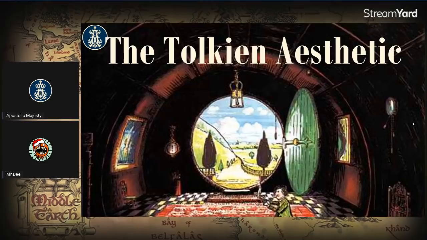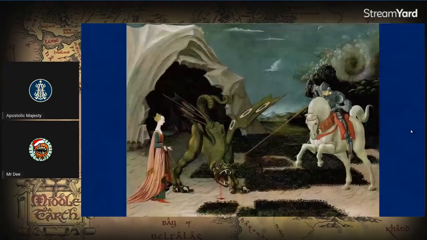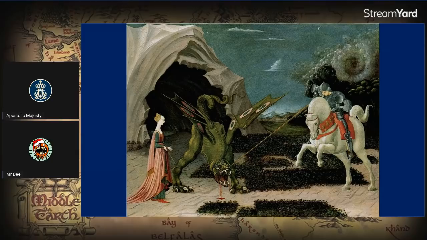So without further ado, let us start with this first picture, which I believe is Uccello's St. George and the Dragon. Yes, Uccello's St. George and the Dragon. I put this in here as a starting point. I have a lot of images at the beginning, where I was trying to trace the variety of influences upon Tolkien's visual aesthetic.